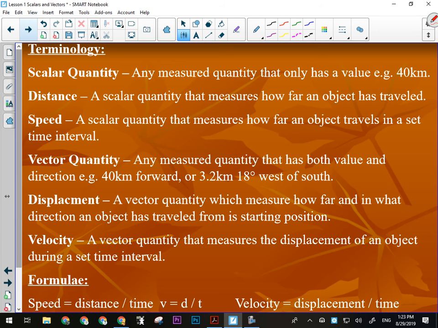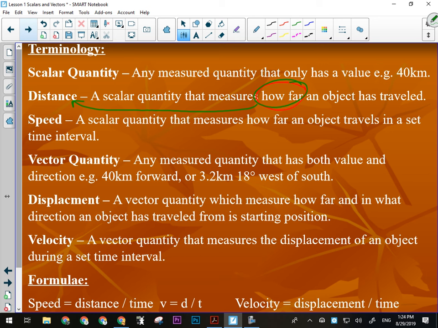So scalar quantities, just terminology here. These are important in that I'm going to use these terms, so you need to know what they mean. A scalar quantity is any measured quantity that has only a value or magnitude, like 40 kilometers, 10 days, 400 kilograms. Those are all scalar quantities. Distance is a scalar quantity that measures how far an object has traveled. So anytime a question asks how far, and that's important, how far means distance. It means they're asking for a scalar quantity.